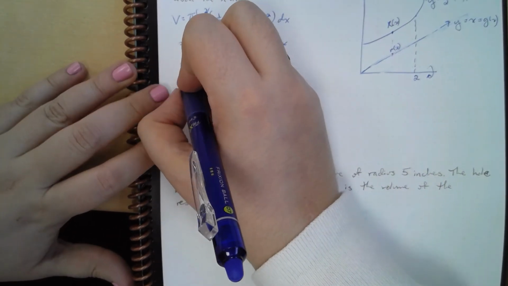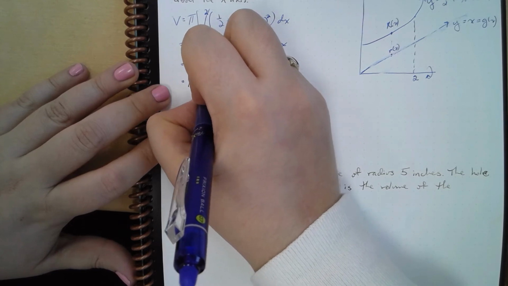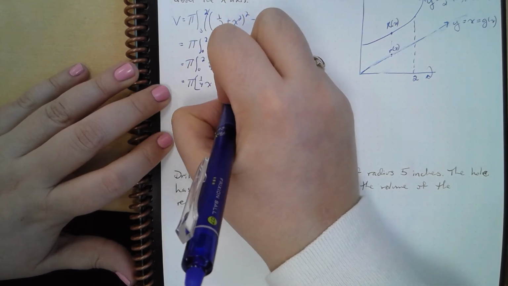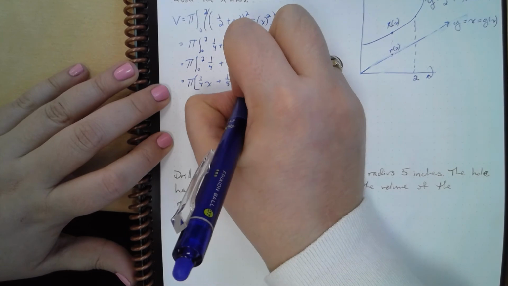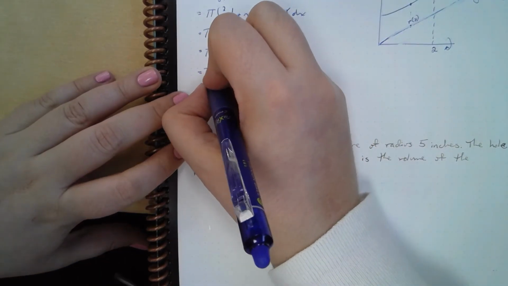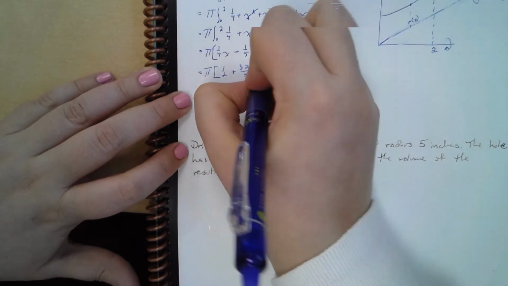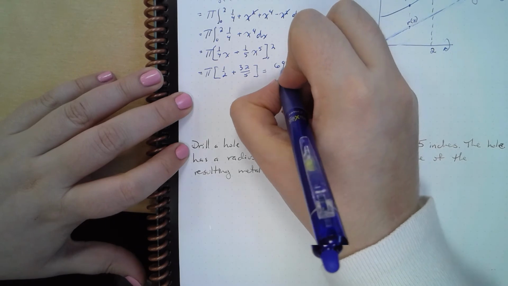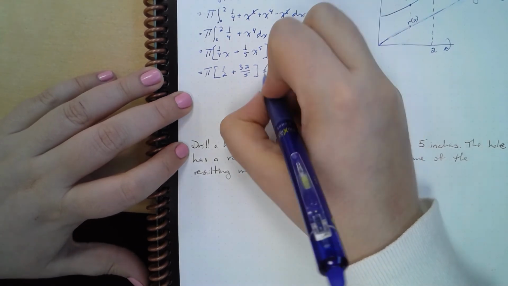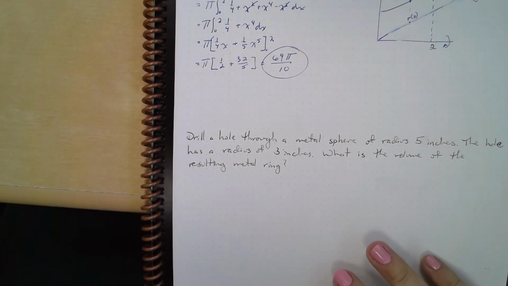So we get pi times 1/4 x plus 1/5 x to the 5th from 0 to 2. So we get pi times 1/2 plus 32/5, which is equal to 69 pi over 10. There we go. That's our volume. I didn't draw it very well, but hopefully it made sense.